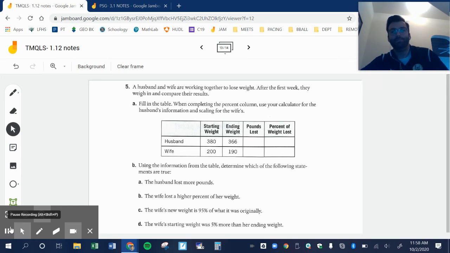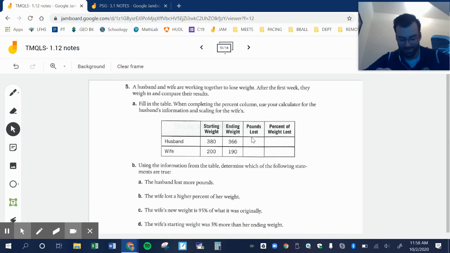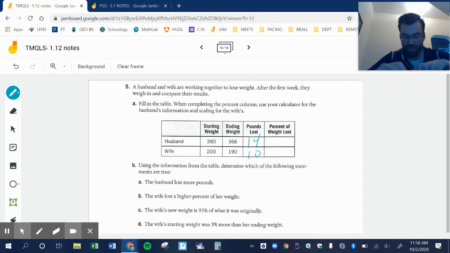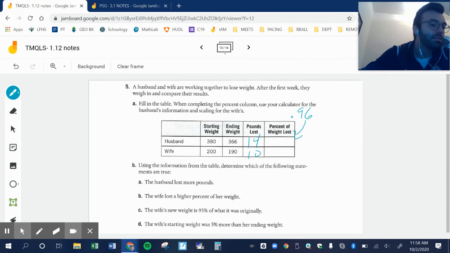Here for the pounds lost. So let's look here. The husband, 380 minus 366, he lost 14. And then the wife lost 10. And then it asks for the percent of weight loss. So I do the final divided by the original. And what I got was 0.963. So that tells me it's going to be a percent decrease.